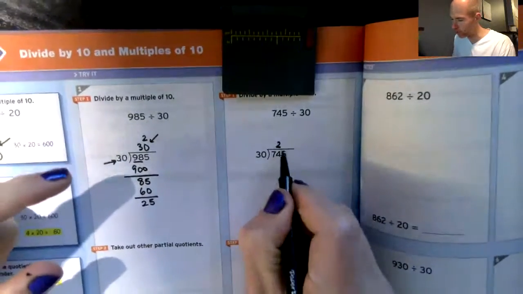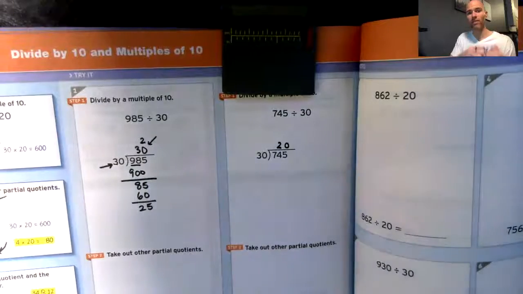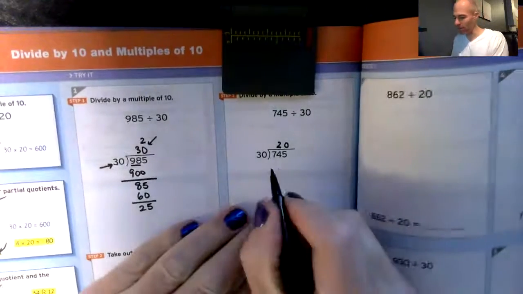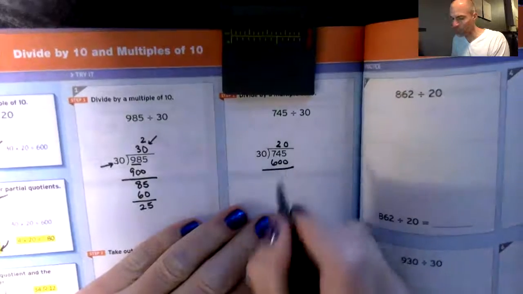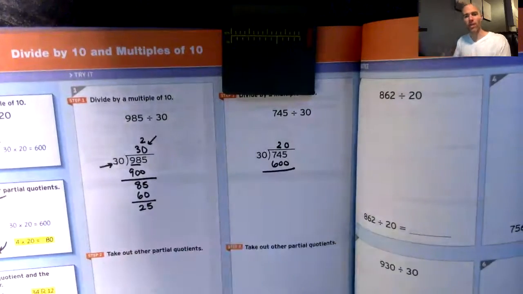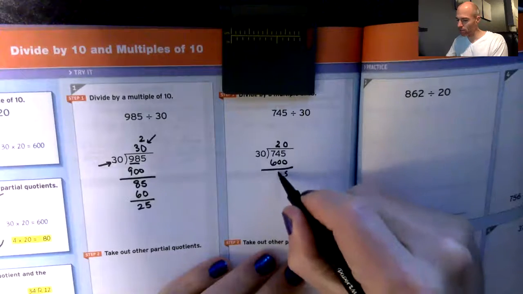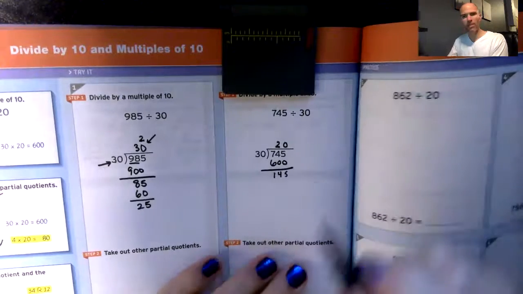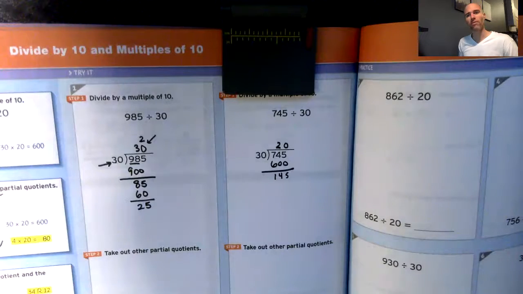I put it above the 4, and I fill my row, so I get a 20. I'm pulling 20 sets of 30 out of this 745. 20 times 30 is 600, and I'm going to subtract down. I'm going to get 145. So now I need to figure out how many times 30 goes into 145.